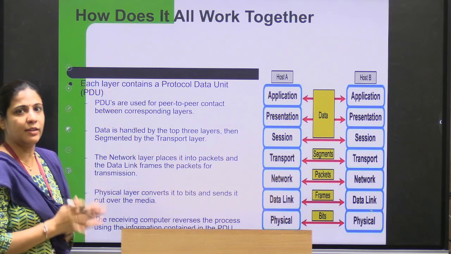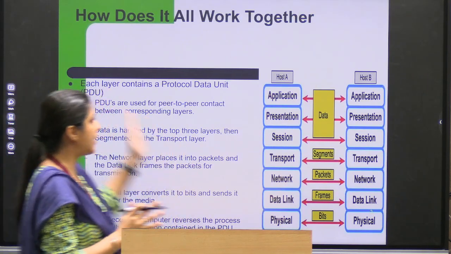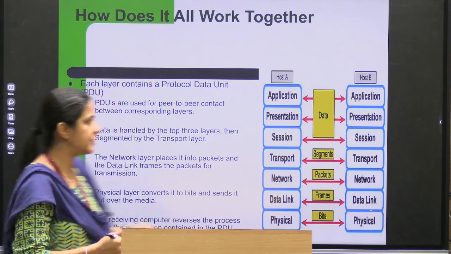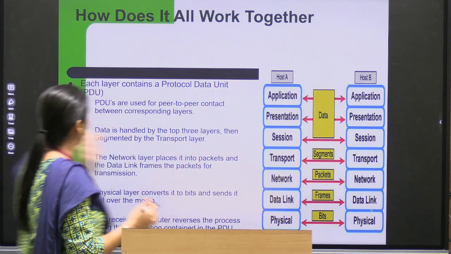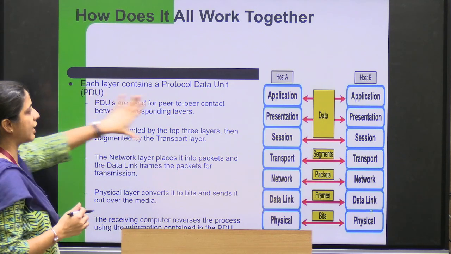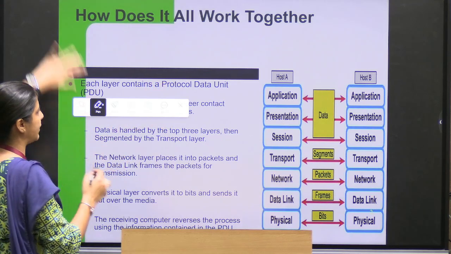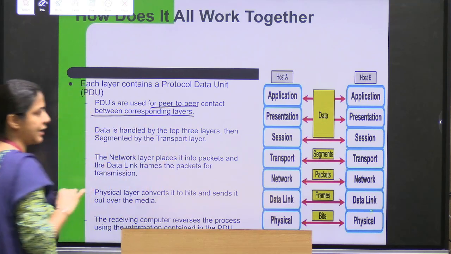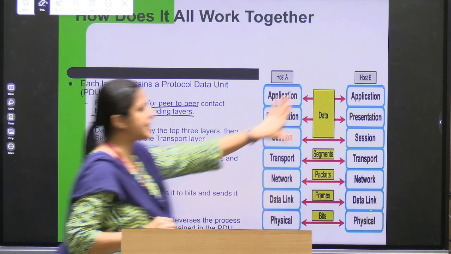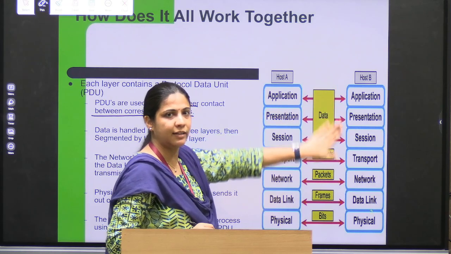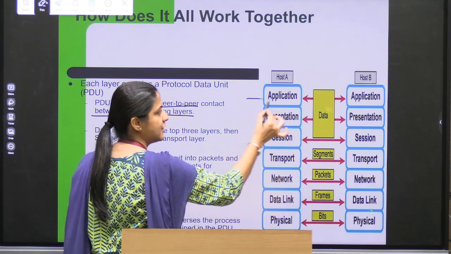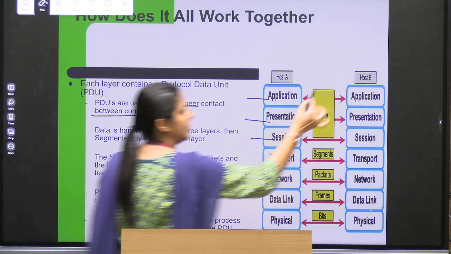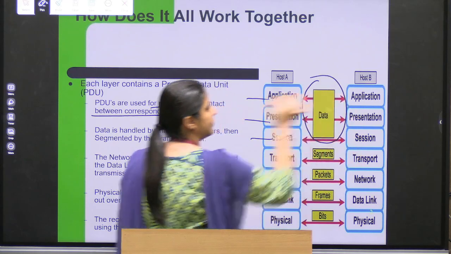Let's see all the layers together now. What happens is, we have PDUs, that is protocol data units. Starting from the first, what we have is all the data. We have peer-to-peer contact on all the layers between the corresponding layers. Now, the data is handled by the first three layers, that is application, presentation and session layer. Till here, we have data.